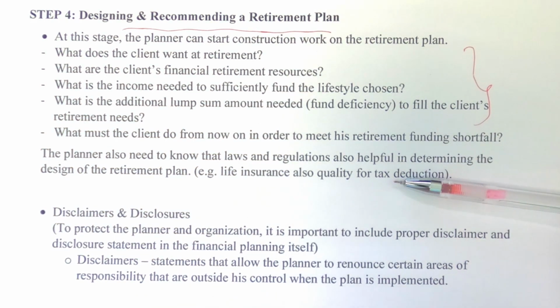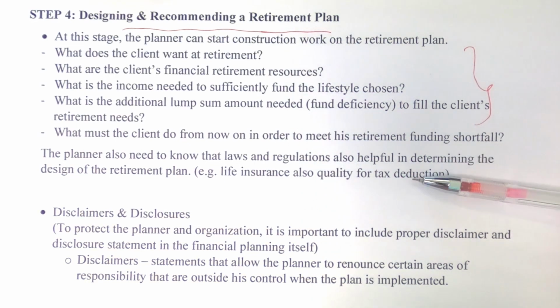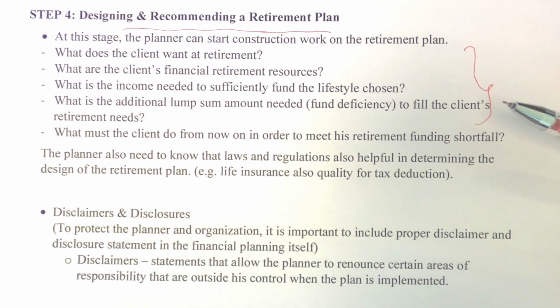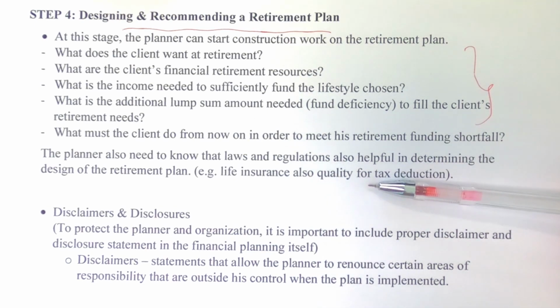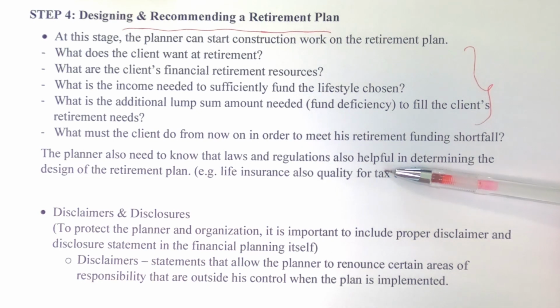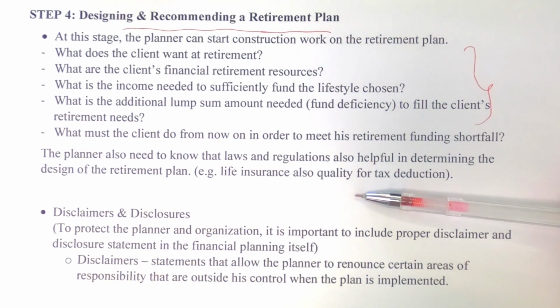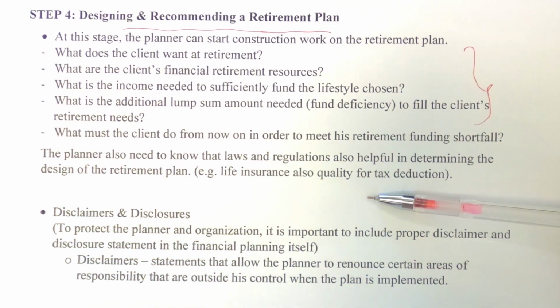The planner also needs to know about laws and regulations that would be helpful in determining the design of the retirement plan. For example, let's say the client currently has a life insurance, so it is important to advise the client because the payment for that life insurance basically qualifies for tax deduction.